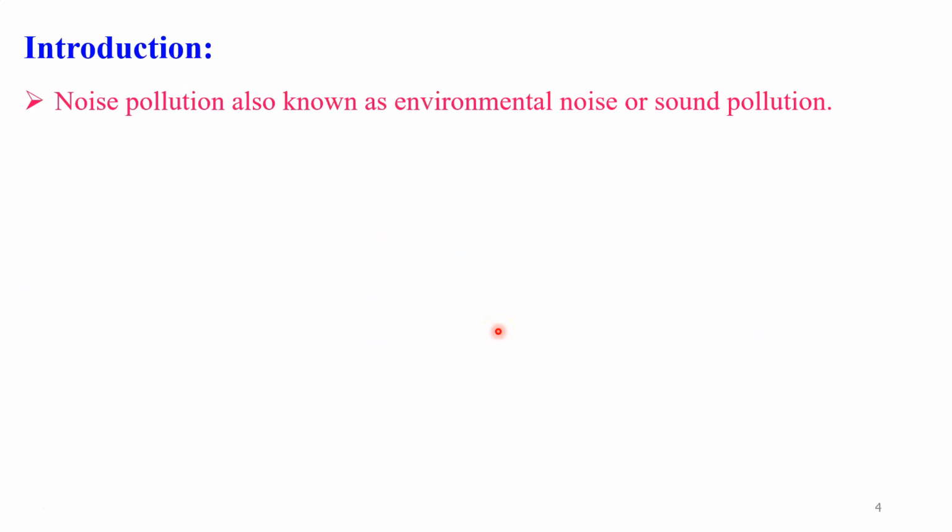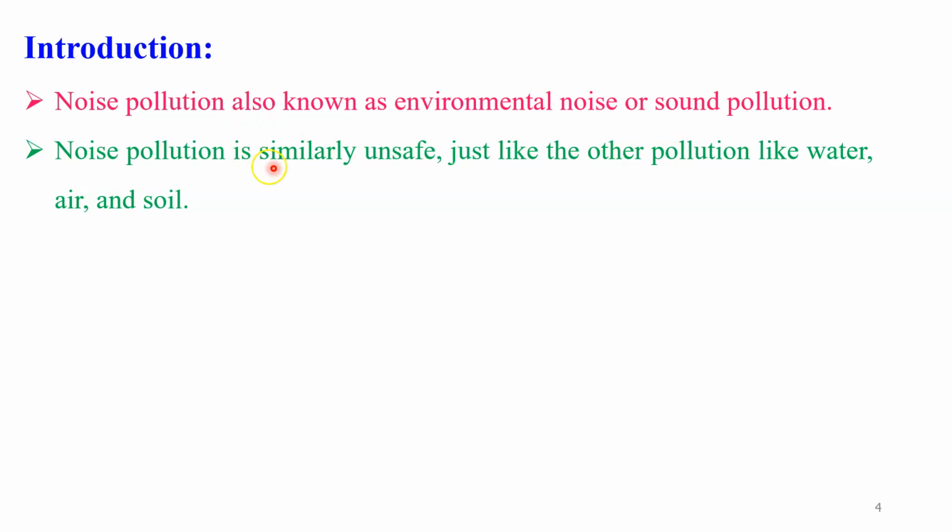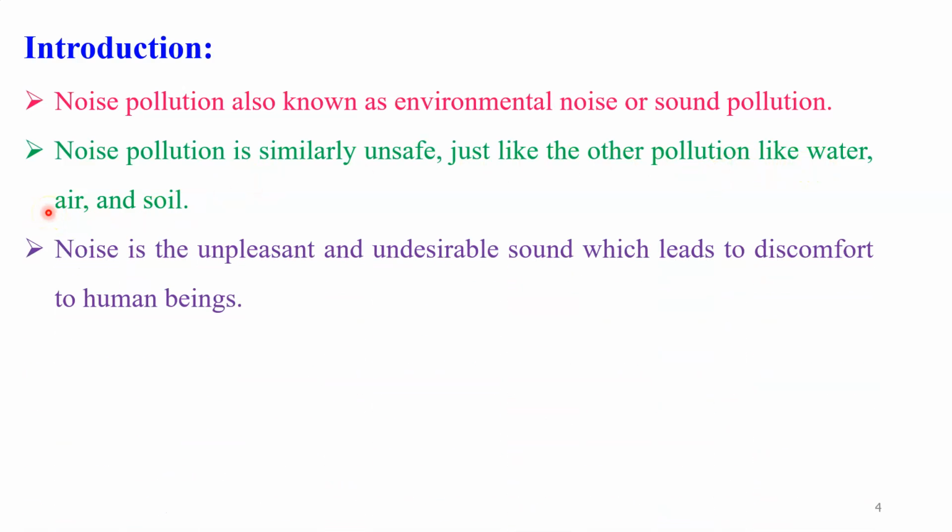Dear student, you know that noise pollution is also known as environmental noise or sound pollution. Noise pollution is similarly unsafe just like other pollution like water, air and soil. Noise is the unpleasant and undesirable sound which leads to discomfort to human beings. Noise is measured in decibel. Means what? Decibel is the unit that we use to measure the intensity of the noise. In short, it is also called dB.